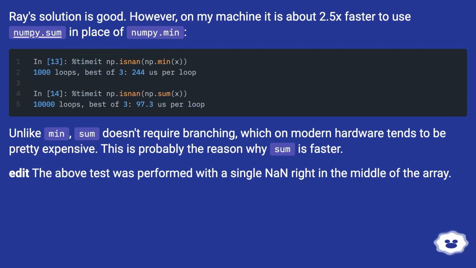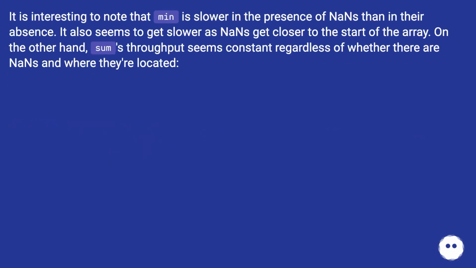Edit: the above test was performed with a single NaN right in the middle of the array. It is interesting to note that min is slower in the presence of NaNs than in their absence. It also seems to get slower as NaNs get closer to the start of the array. On the other hand, sum's throughput seems constant regardless of whether there are NaNs and where they're located.